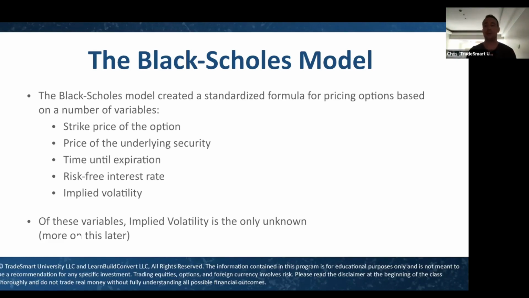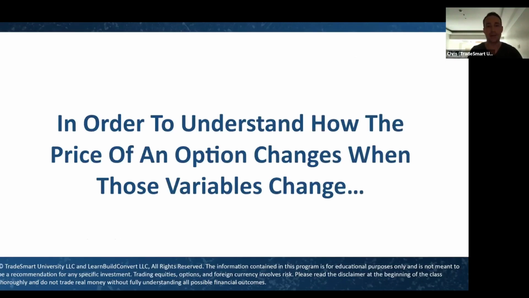Now, out of those 5 variables, out of those 5 things that go into the pricing of an option, only one of them is an unknown. And that, of course, would be implied volatility, because implied volatility is basically just a guess for how much the stock is going to move. All the rest of those are known facts. We know what the strike price of the contract is. We know what the stock is currently trading at. We know how much time there is until the option expires, and we know whatever the current prevailing interest rate is. So we know those things. Implied volatility is the only one that we have to guess at because, again, it's implied. It's not a known factor yet.